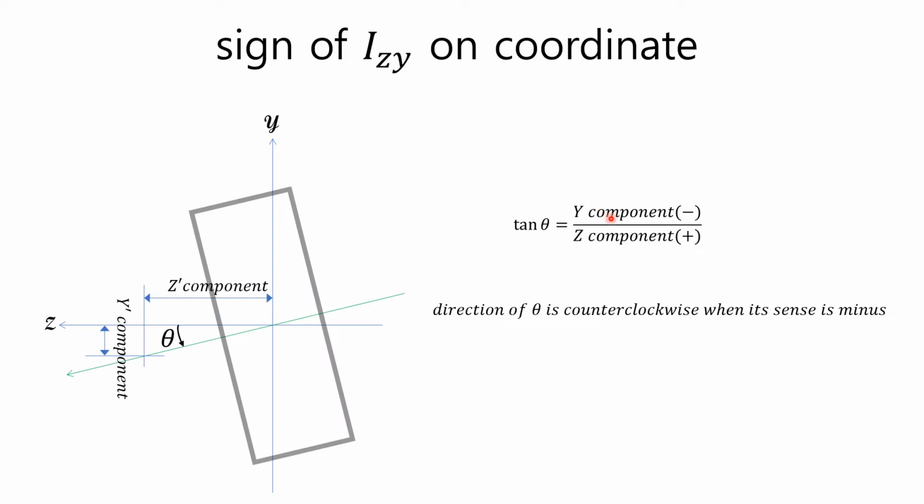Contrary to the previous case, the y component and the z component of tangent theta have different signs, so if the sign of theta is negative, the positive direction of the principal axis must pass through the fourth quadrant, and the direction of the principal axis theta is counterclockwise as shown in this picture.